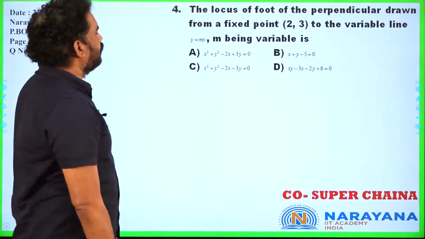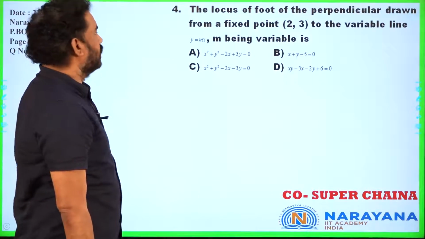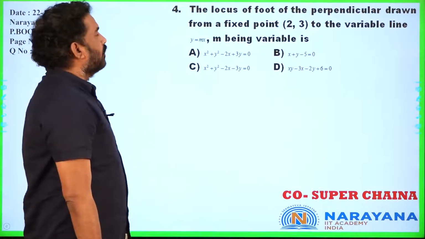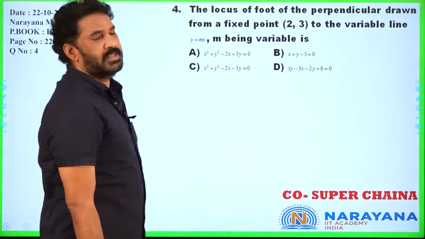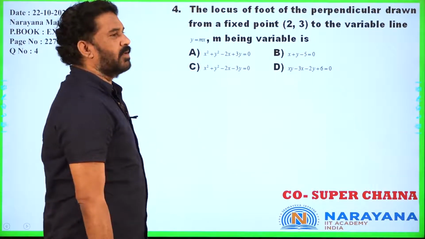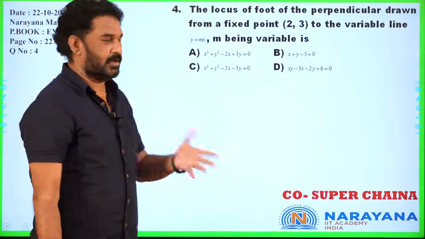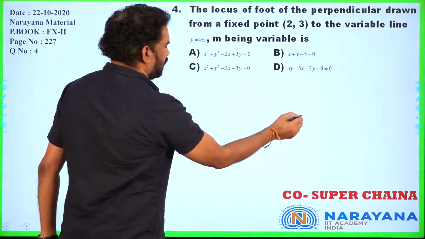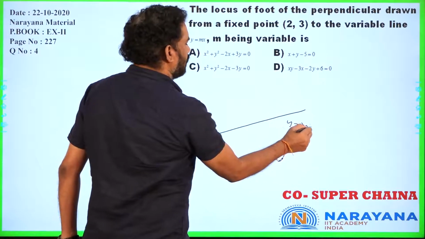The locus of the foot of the perpendicular drawn from a fixed point (2, 3) to the variable line y = mx. You know that y = mx means a line passing through the origin whose slope is m. m is the parameter, so this is some variable line. Let us take this as the line y = mx.